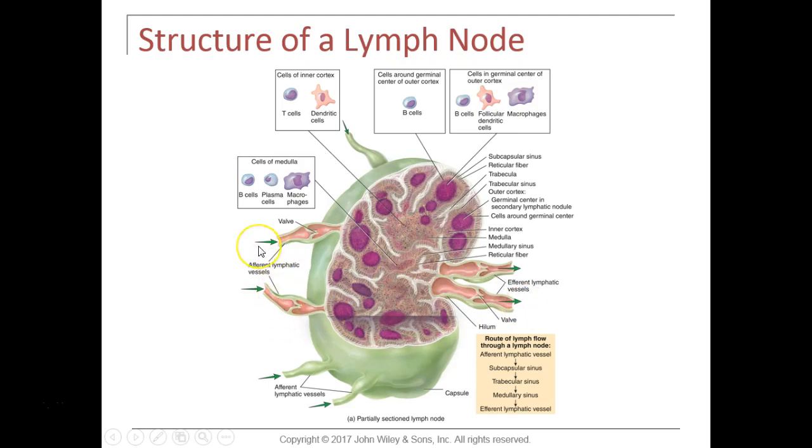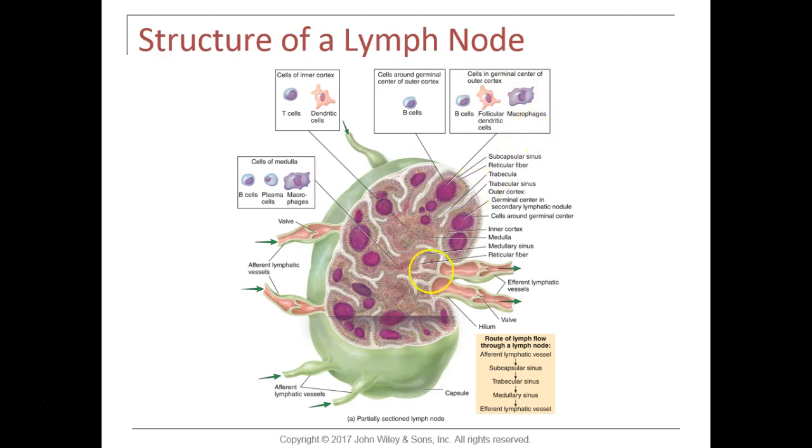If there are any pathogens or infectious agents in that lymph, the infectious agent and the pathogen will be introduced to our immune system cells as they're located in these various regions. So if you notice up here in the outer cortex, there are B cells, cells called follicular dendritic cells, which we'll talk about, and macrophages, which you guys are probably familiar with already.